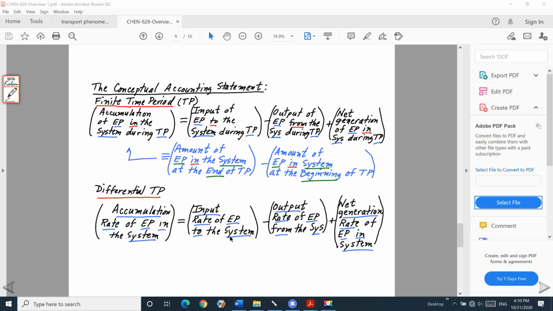The input rate of the extensive property of the system, minus the output rate of the extensive property from the system, plus the net generation rate of the extensive property in the system. Let's say 10,000 people per year die. Let's say 15,000 people per year are born. We call this the rate, not just in any finite time period.